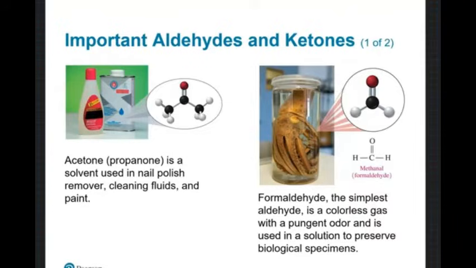So, important aldehydes and ketones. Well, acetone or propanone, already mentioned. Has anyone ever worked with formalin? Formalin is used to preserve biological samples. It's a solution of formaldehyde or methanal in water. It's very, very toxic. It is very, very stinky. And it kills almost everything. So bacteria, fungi, or anything else, basically these things don't rot. Okay?